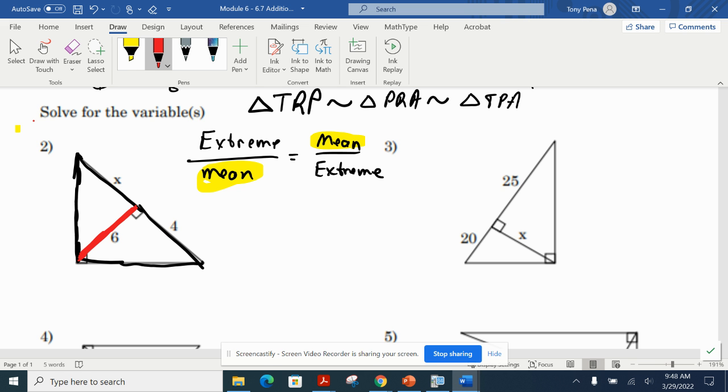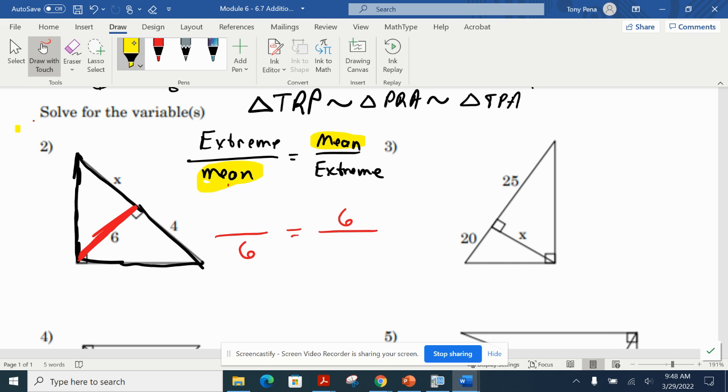So one of the means in our shortcuts is going to be the altitude that we drew in at the beginning. So for this particular problem, we are going to slot the 6 into this position and that position. So we're going to do 6 here and then 6 there. So the geometric mean will be that altitude.